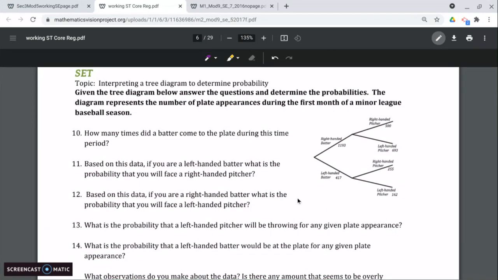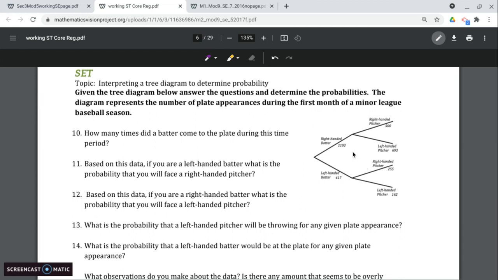All right, interpreting a tree diagram to determine probability. Given the tree diagram below, answer the questions and determine the probabilities. The diagram represents the number of plate appearances during the first month of a minor league baseball season. How many times did a batter come to plate during this time period? So we're looking at how many total.